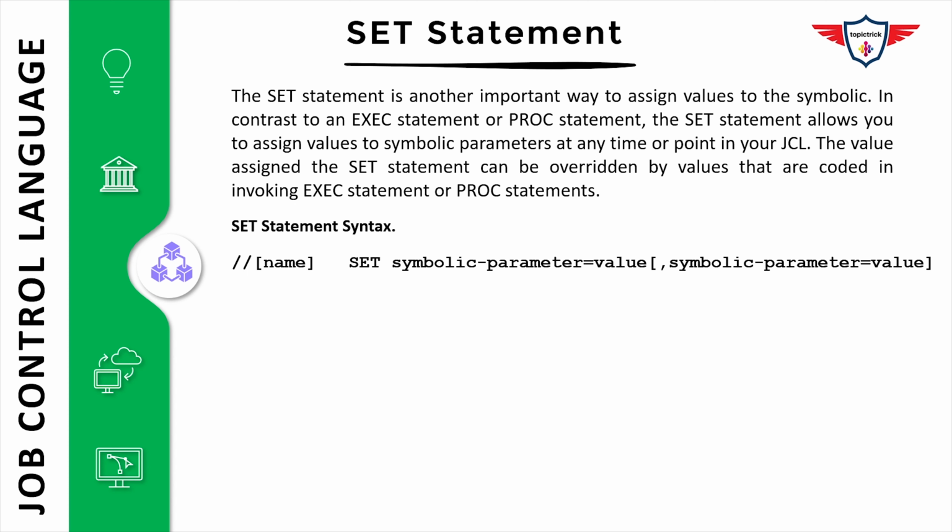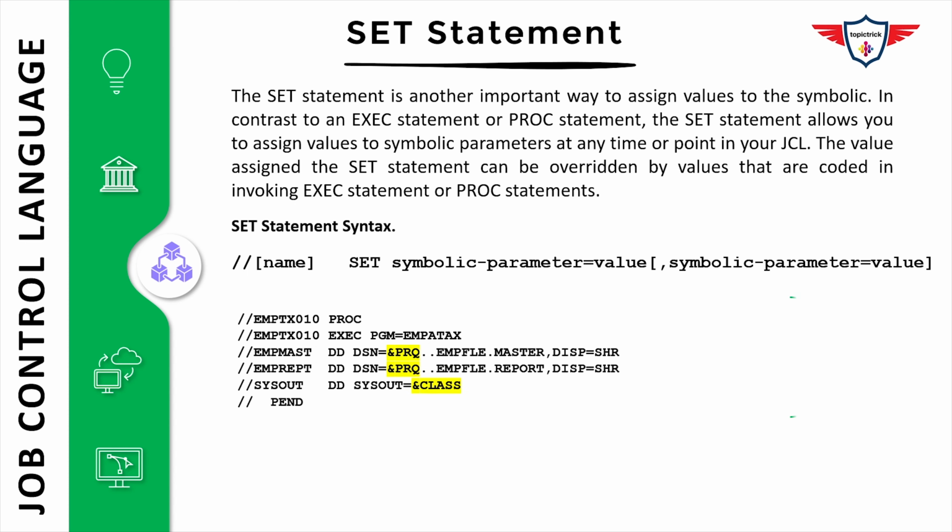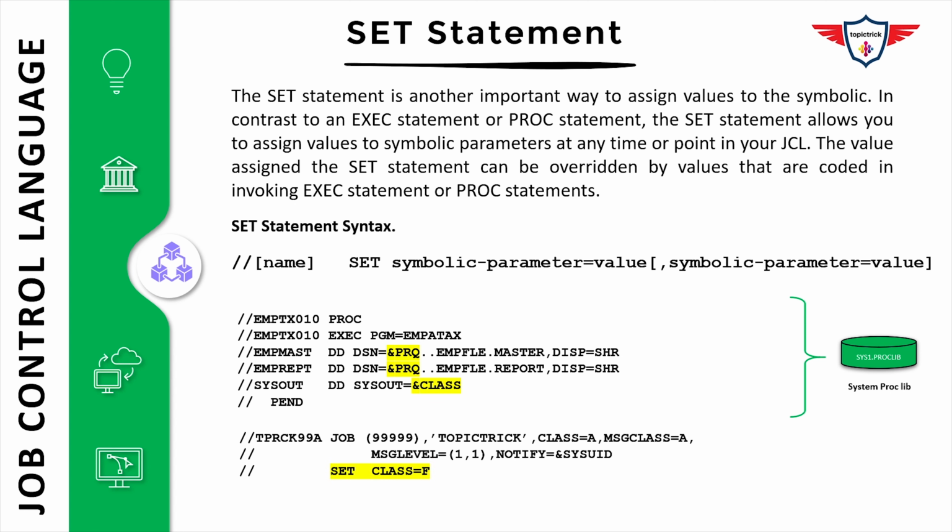Now let's look at an example so that you can understand how you can use set statement to pass values to the symbolic parameter. So again I've used the same proc and the same JCL, and in this catalog procedure I've used two symbolic parameter.